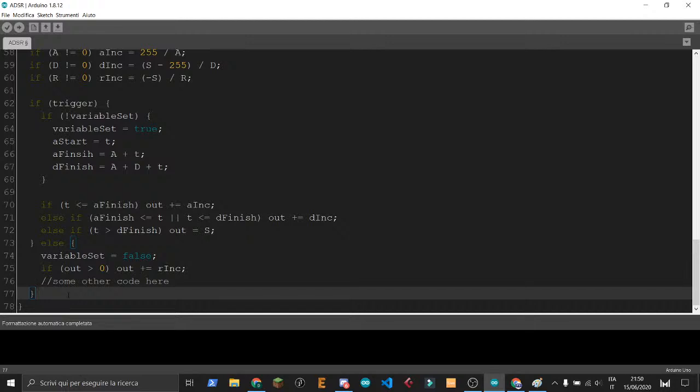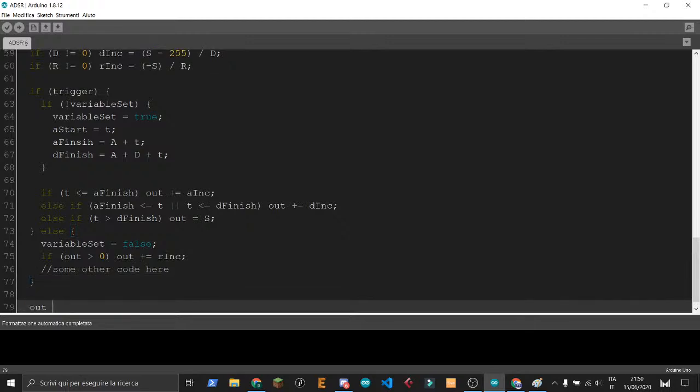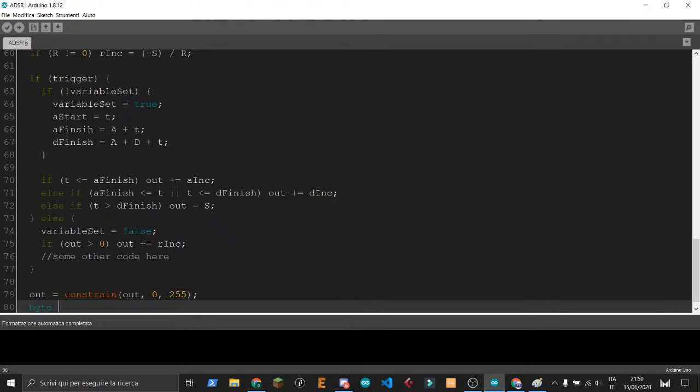So I can just say out is equal to constrain out, that goes from 0 to 255, and then I need to declare byte tmp out is equal to round.